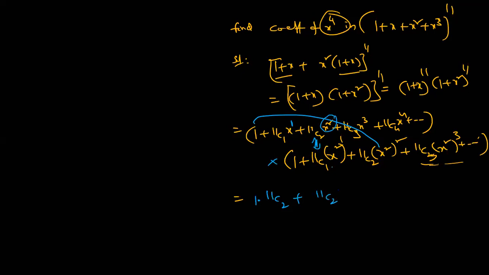So 11C2 into 11C1 plus, anything else? SCDS students, 11C4 into x power 0. This is our combination, so 11C4 into 1. That is the answer. Now simplify, how much is coming? 11C2, how much anyone simplify? Total value is coming 990.